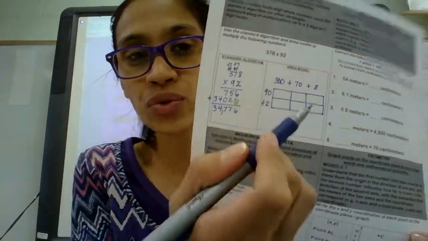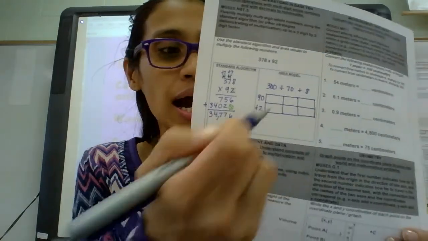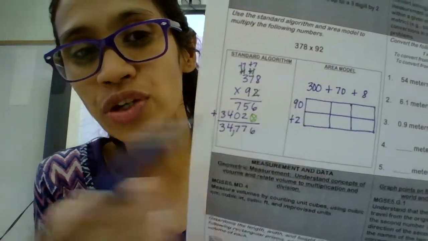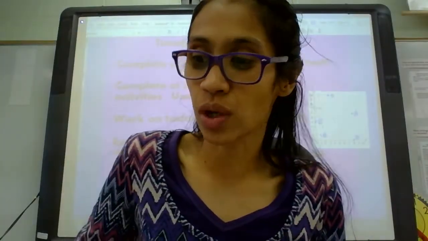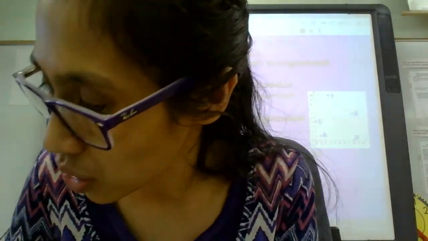Okay, so do you have that? So it should be a 3 by 2 array. I have 3 columns, 2 rows, because 3 digits, 2 digits. Now let's multiply. So first we start with that 300 times 90. Now pay attention to the zeros, okay? Pay attention to the zeros. It's like doing 3 times 9. What's 3 times 9? 27.